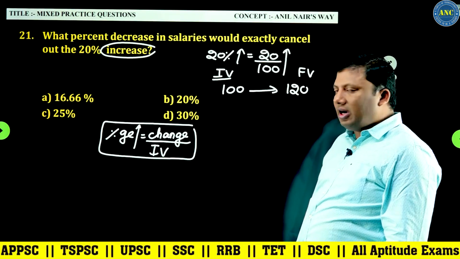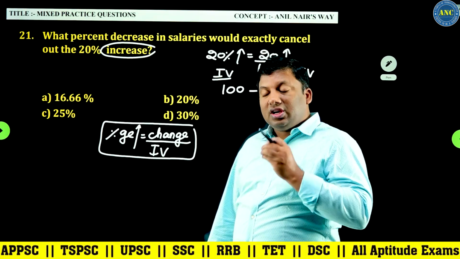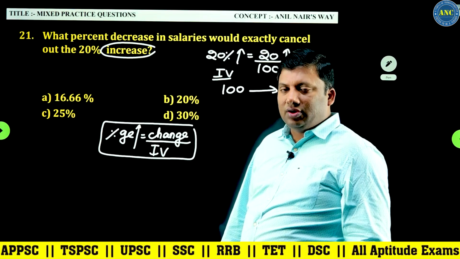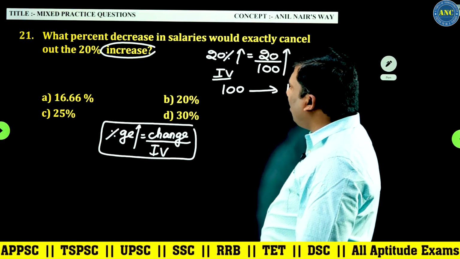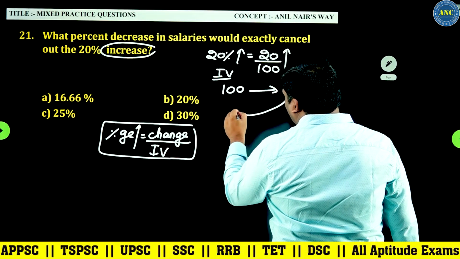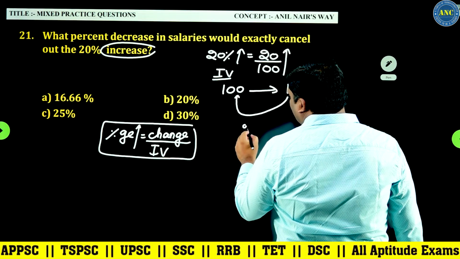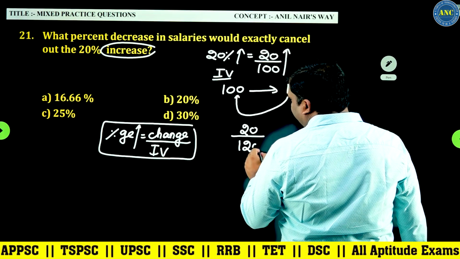Initial value 100, final value 120. Percentage change means change on initial value. What percentage decrease in salaries? 120 has to become 100. That means there is a 20 decrease on 120.